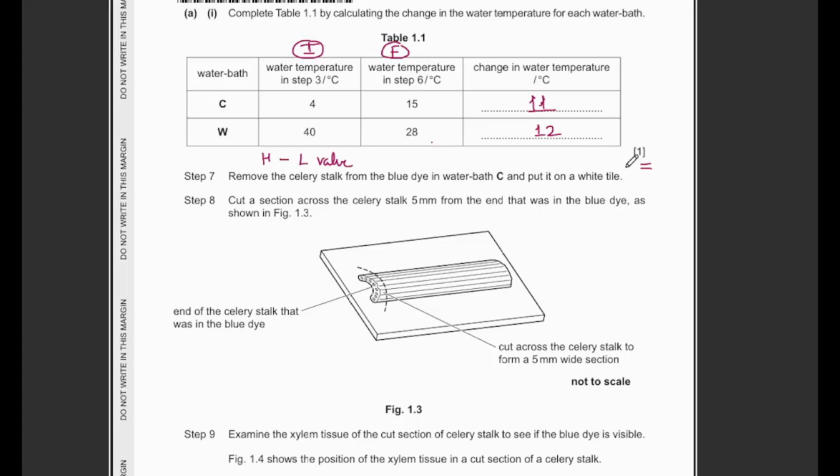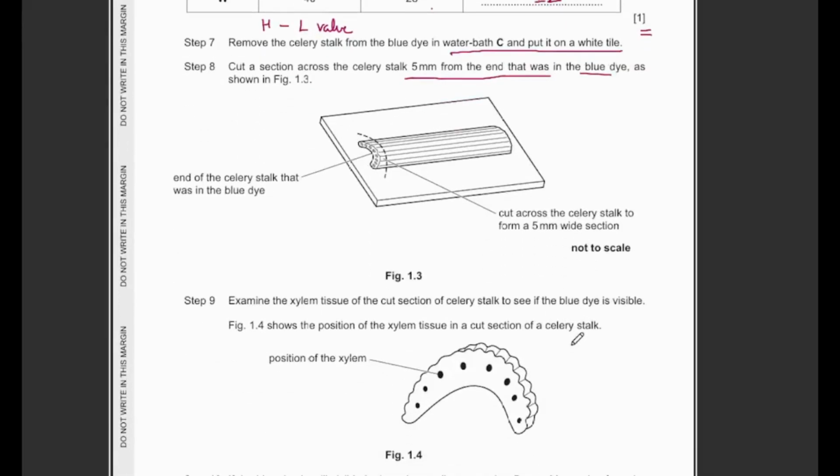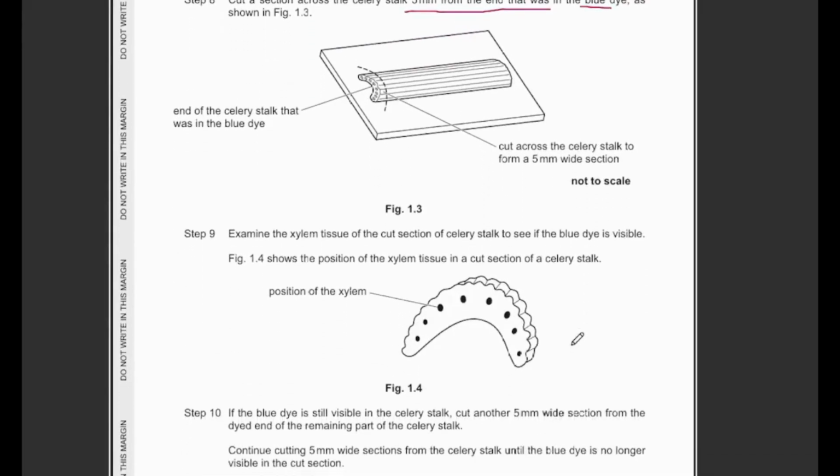Next one: remove the celery stalk from the blue dye in water bath C and put it on a white tile. Done. We did this. Cut a small section of the celery stalk 5 mm from the end that was in the blue dye, that is from the bottom which was in the blue dye. From there you cut 5 mm. The end of the celery stalk that was in the blue dye, so cut the cross section. Fine. Examine the xylem tissue of the cut section of celery stalk to see if the blue dye is visible.